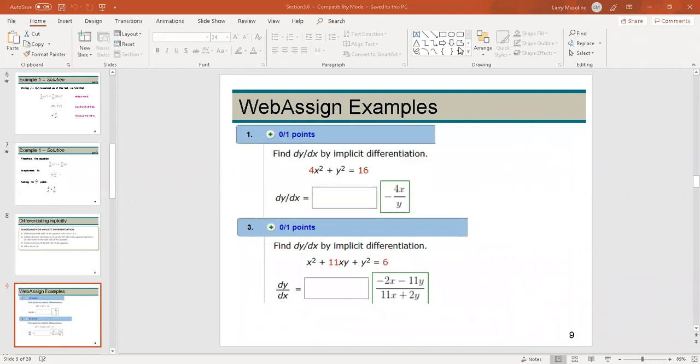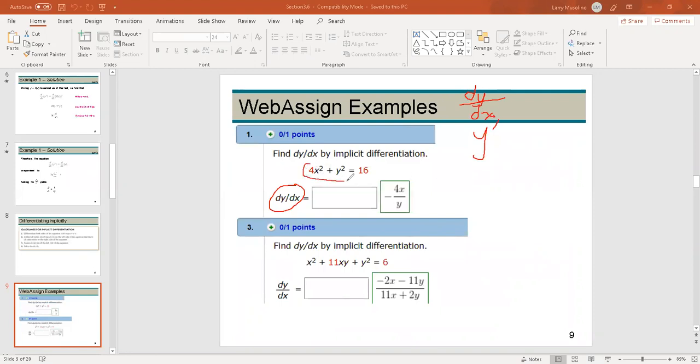Now, WebAssign and our textbook sometimes use dy dx to indicate the derivative. I'm going to use y prime. I think that's a little easier to work with. But remember, y prime and dy dx are synonymous. They're exactly the same, just different notation. So I'm going to use y prime. All right, so let's start.